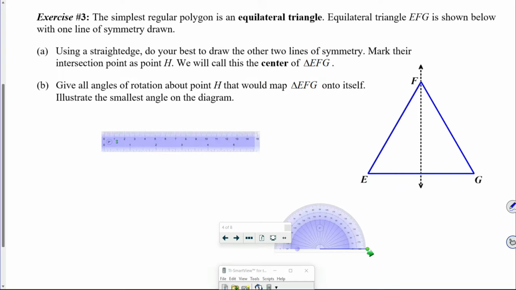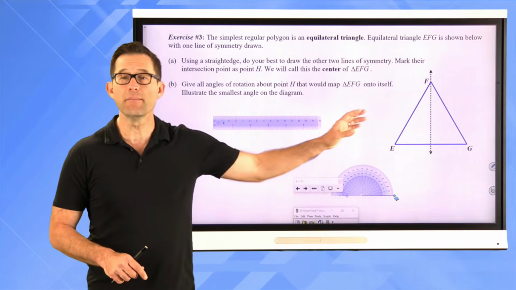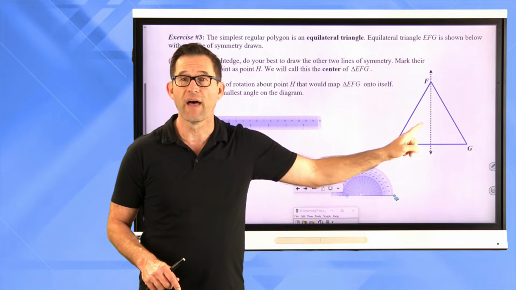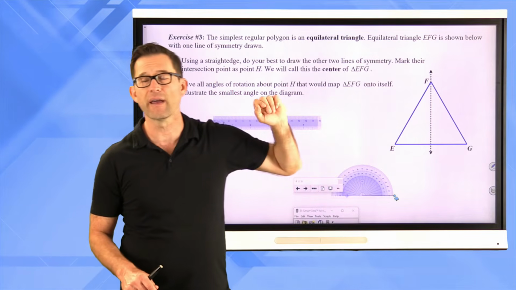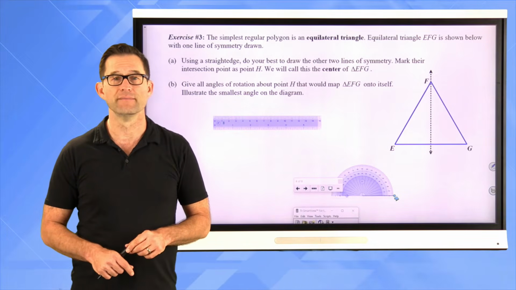Exercise number 3. The simplest regular polygon is an equilateral triangle. Equilateral triangle EFG is shown below with one line of symmetry drawn. Letter A, using a straight edge, do your best to draw the other 2 lines of symmetry. Mark their intersection point as H. We will call this the center of triangle EFG. All right, well, why don't you go ahead and do that? Due to the symmetry of this particular triangle, i.e. that side and that side are all the same length, the other 2 lines of symmetry should be rather obvious, but why don't you go ahead and sketch them in?